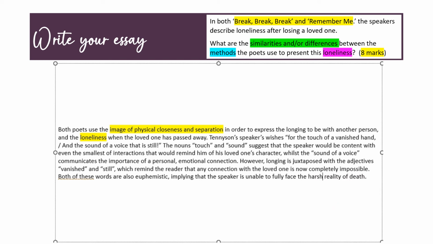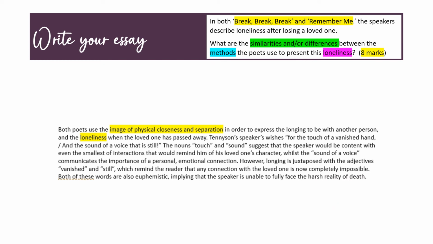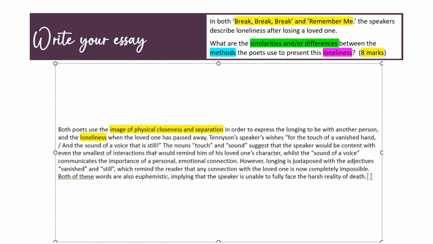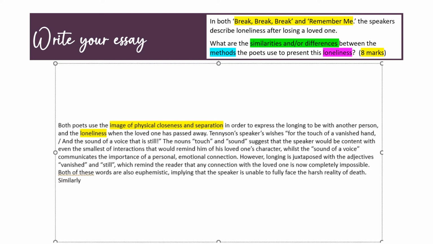What you don't want to do is forget to write about the second poem or run out of time for the second poem, which means that you won't be able to pick up all of your marks. So I'm going to link it to the second poem. Pay attention to the question. It might ask for similarities or differences or leave you open to write about both. So here I'm going to write about similarities.